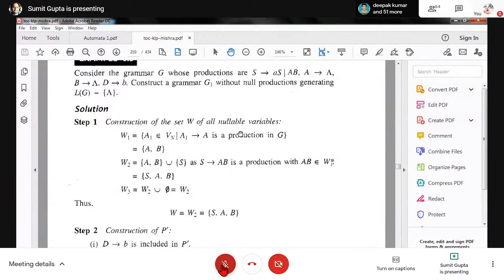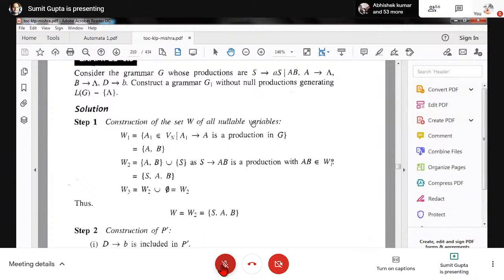One is the proper explanation of GNF, Greibach normal form. That was somewhat complicated from the last class. So I'll be continuing that one later, not right now, because I want to prepare a hand note for that particular GNF question. Except that, this part I'm discussing now is the removal of null productions. First of all, how will we identify whether a given production is a null production?